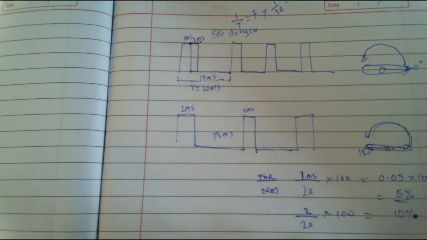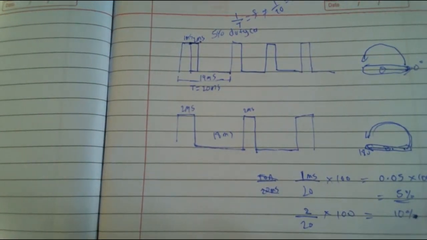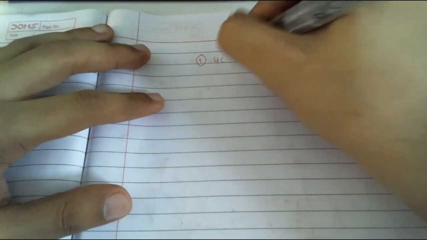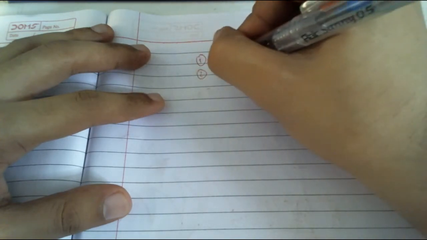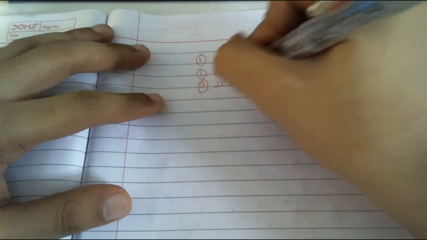Now let's see the different ways to generate the PWM signals. So there are three different ways by which we can generate a PWM signal. First one is by using a microcontroller. Second one is by using an operational amplifier. Third one is by using IC555.